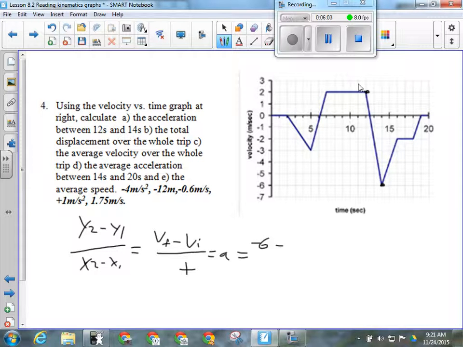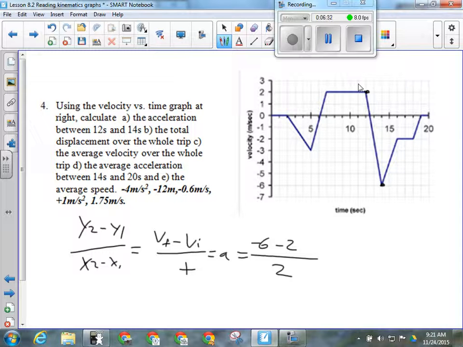So my final velocity at time 14 seconds is negative 6 meters per second, and I'm going to subtract my initial velocity, which is positive 2. And that takes 2 seconds. Everyone follow me there? From between 12 and 14 seconds is 2 seconds. At time 12 seconds, I'm moving at 2 meters per second, and at time 14 seconds, I'm moving at negative 6 meters per second. So I'm obviously accelerating which way? Backwards. Yeah, negatively, in a negative direction.